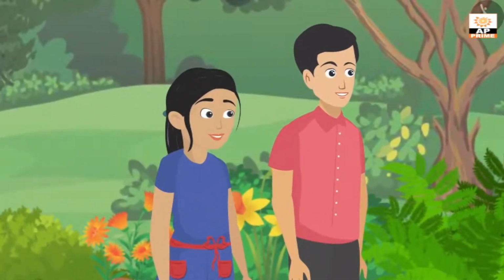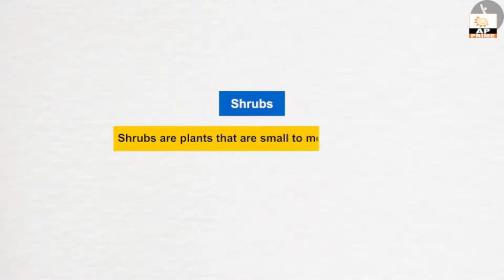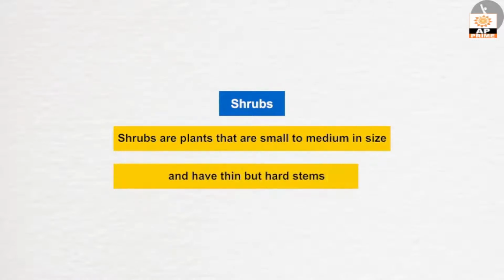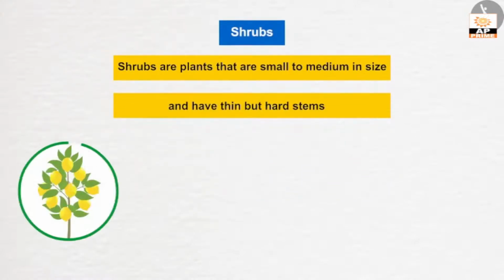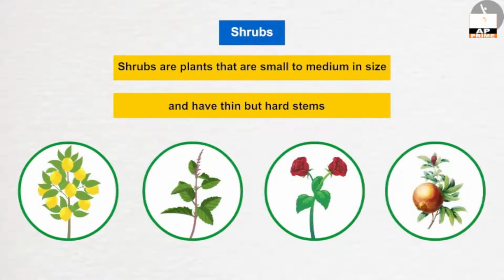Okay, now it's my turn to tell about shrubs. These plants are small to medium in size and they have thin but hard stems. The branches of these stems also originate from near the ground only. Lemon, basil, rose, and pomegranate are some other examples of shrubs.